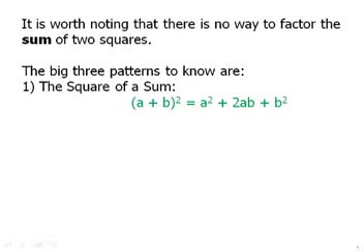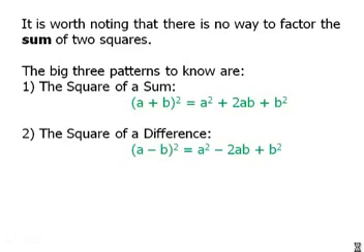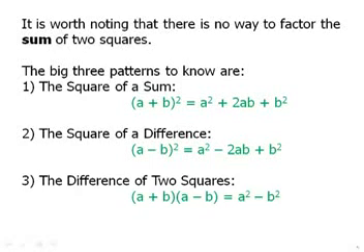The big three patterns to know are the square of a sum, a plus b squared equals a squared plus 2ab plus b squared. The square of a difference, a minus b squared is a squared minus 2ab plus b squared. And then the really important one, the difference of two squares, a plus b times a minus b is a squared minus b squared.